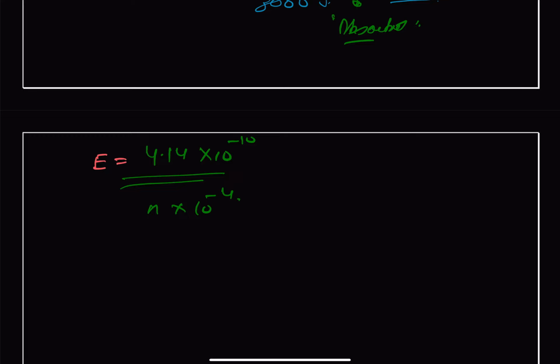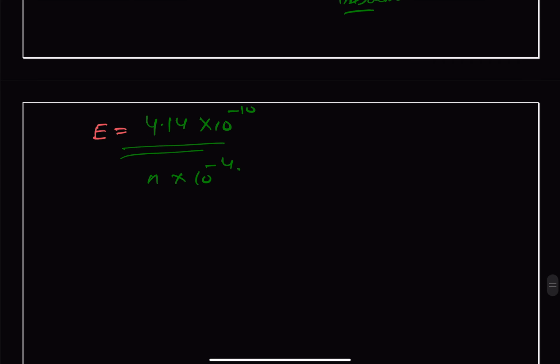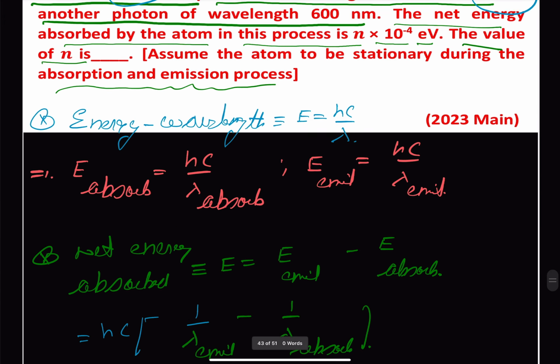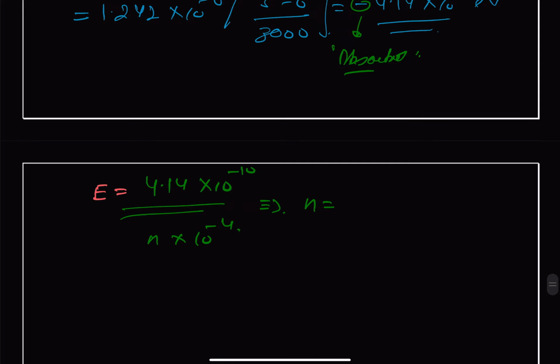It is given as n into 10 raised to power minus 4, and so we make this will be giving us that value of n will be equal to, one second, if we convert into 10 to minus 4, this will be coming as 1, 2, 3 and 4, 5 and 6.